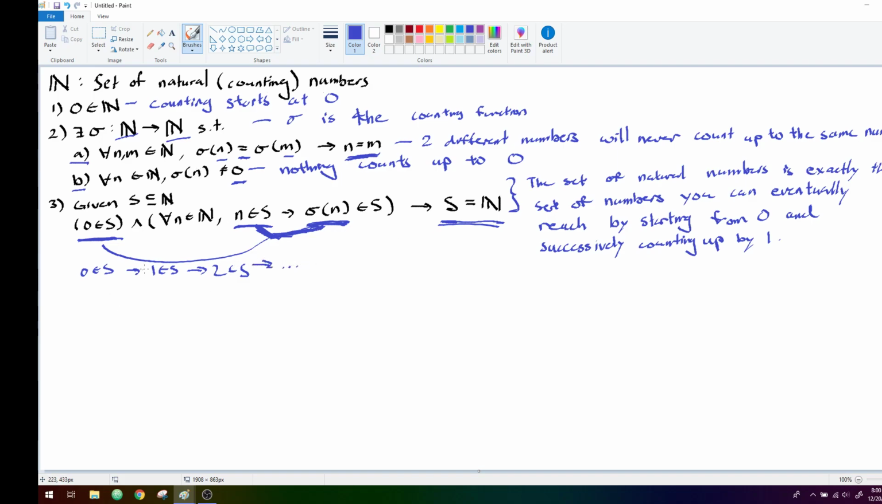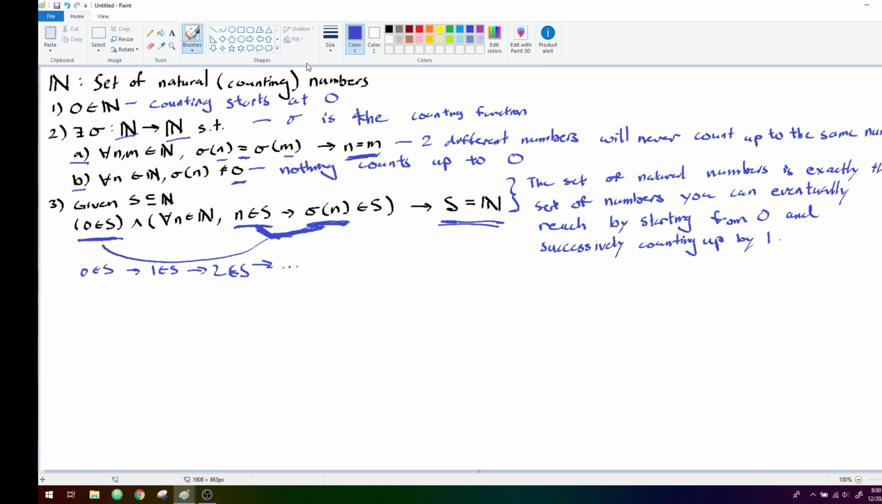And so what is S but the set of numbers that if I just start at 0 and continue to count up, it's the set of all the numbers I can eventually reach. And we want the natural numbers to be exactly that set. It's just the set of all the counting numbers, all the numbers that you could eventually count up to.